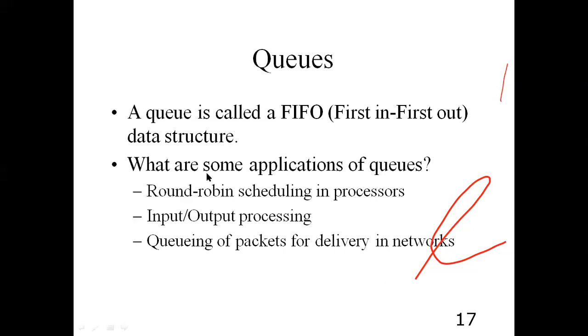So what are some applications of queues? Queue applications are round robin scheduling in processors, input output processing, queuing of packets for delivery in networks. All these topics come in maybe third year, or second year. So round robin scheduling means, you know scheduling. If you give any request to your computer through a program from the keyboard, ultimately who will catch that request?